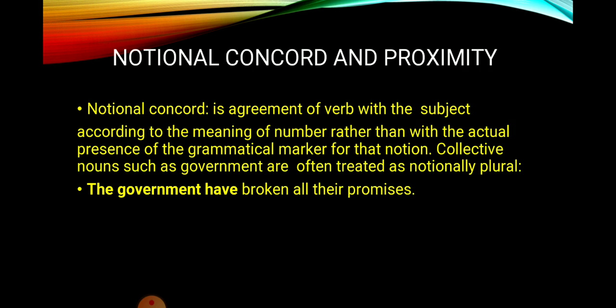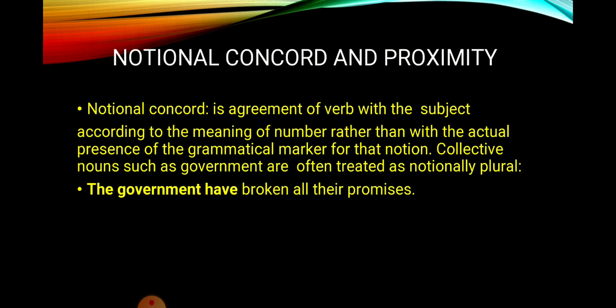Now we come to the notional concord. The notional concord and the proximity are the only cases that affect applying the three types of concord that we mentioned earlier in the previous lecture. I'd like to remind you of the three types of concord, which are the concord of number, the concord of person, and the concord of gender.